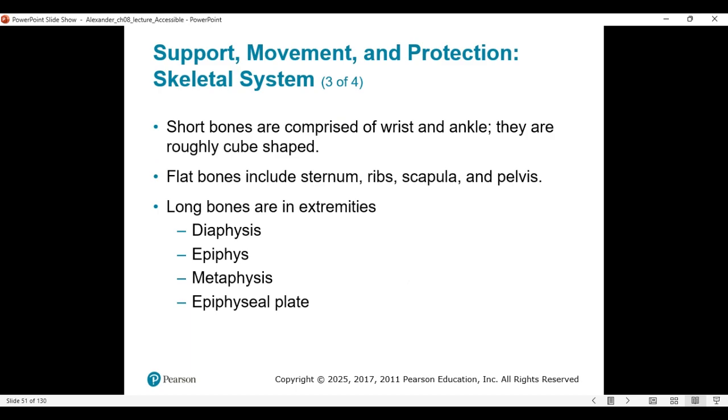Short bones are roughly cube shaped. They'd be in our wrists and ankles. Flat bones would include the sternum, the ribs, the scapula, the pelvis. Long bones are the extremities, and they consist of different things.